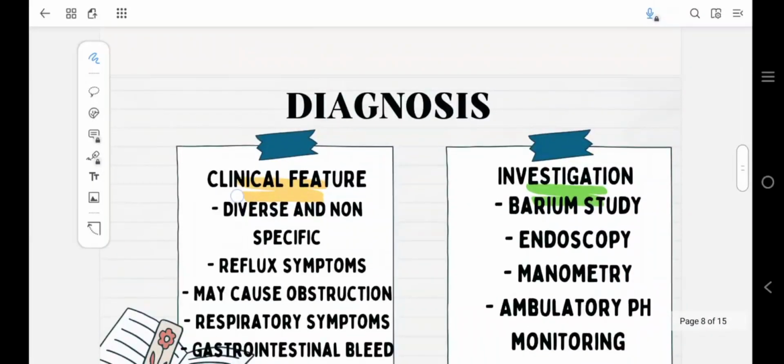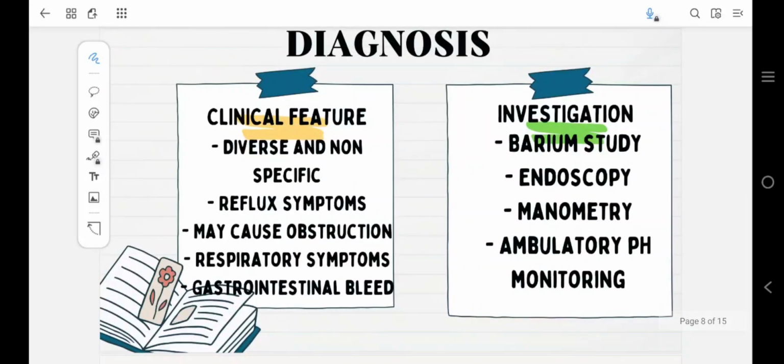Now, how to diagnose a hiatus hernia? First of all, clinical presentation. The clinical presentations for hiatus hernia are diverse and non-specific. A sliding hernia predisposes to gastroesophageal reflux disease and is usually diagnosed in presence of reflux symptoms. For asymptomatic patients, it's an incidental finding on plain chest X-ray or CT thorax.